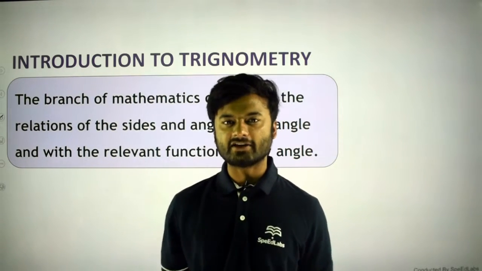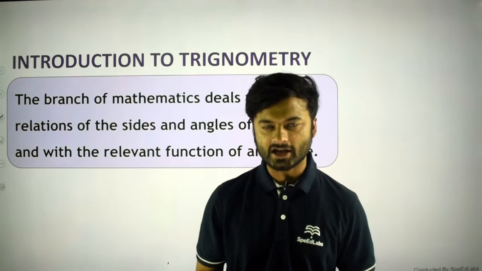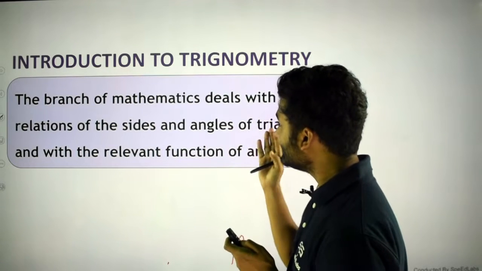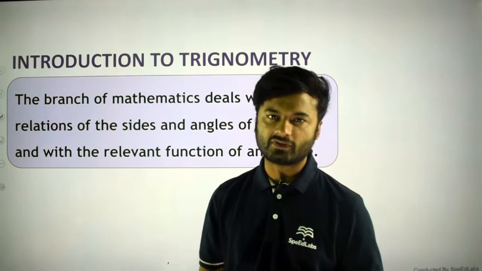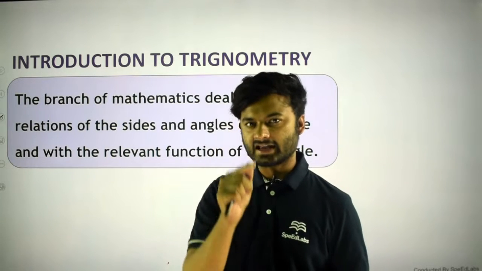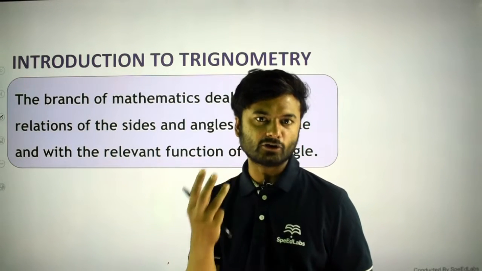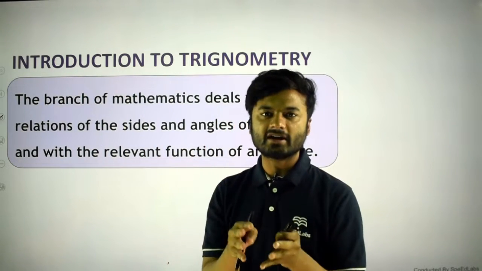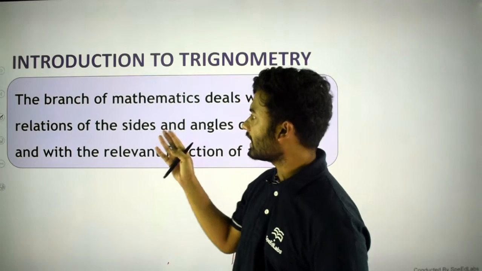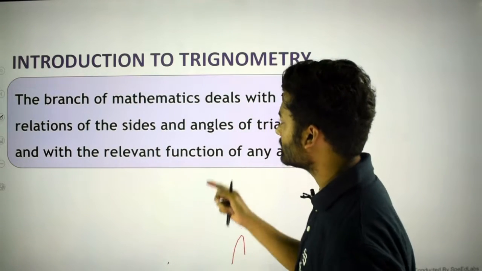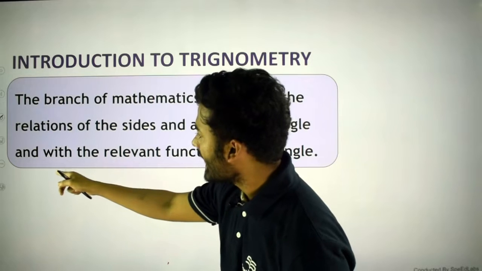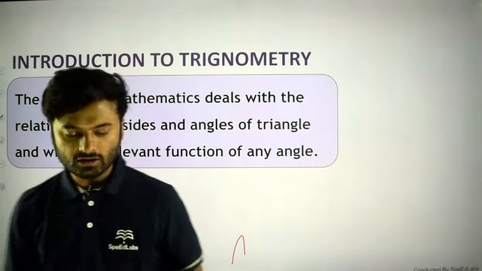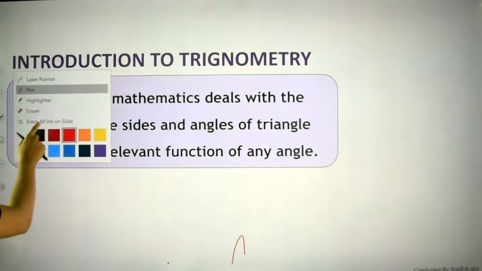So today I have come with a topic that is basic trigonometry. What is trigonometry? Trigonometry is the branch of mathematics that deals with the angles and the sides of a triangle. What is the meaning of triangle? A triangle is a shape which has three sides. In the word trigonometry, tri is related to triangle. So trigonometry is all about triangles: we deal with the sides and angles of the triangle, and with the relevant functions of any angle. So let us move further.